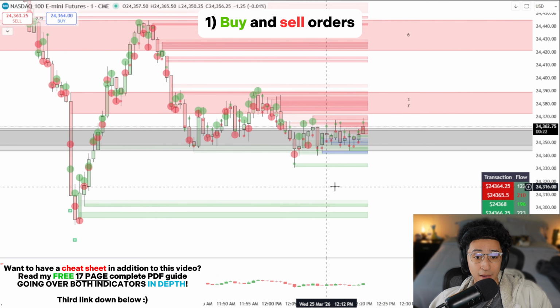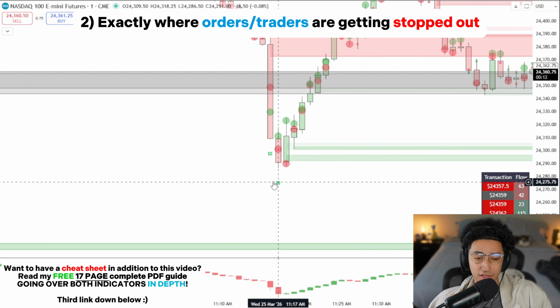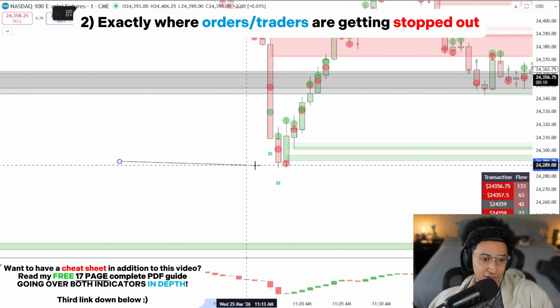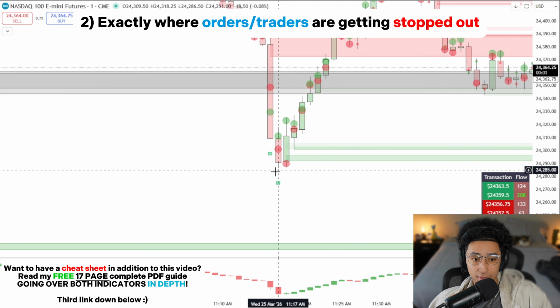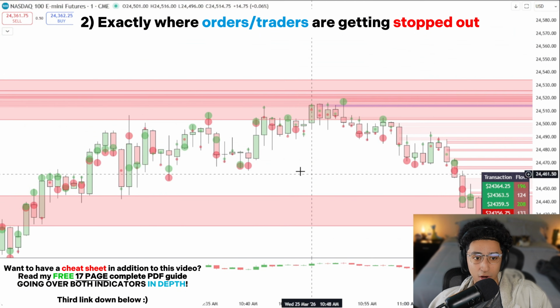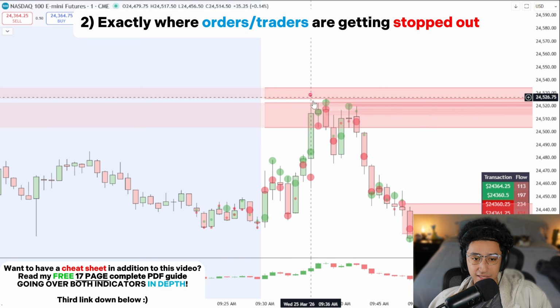On top of that, you're going to be able to see where people are getting stopped out in the market. You don't have to assume based off of a high or low, oh, we raided some stops or whatever, or try to assume. Now you're seeing real information where people are literally getting stopped out in the market to help aid your decision making. Here, as you can see, people were getting stopped out.